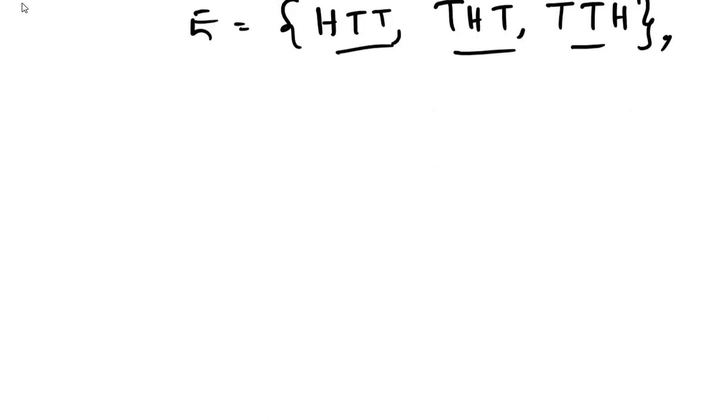So this is about the event. In the next session we will learn about the algebra of events and complementary event, the event A or B, A and B, A but not B, like this, and what are mutually exclusive events and exhaustive events. We will learn it in the next session.